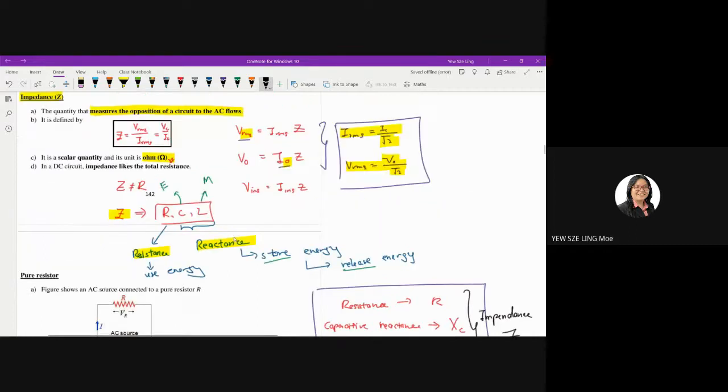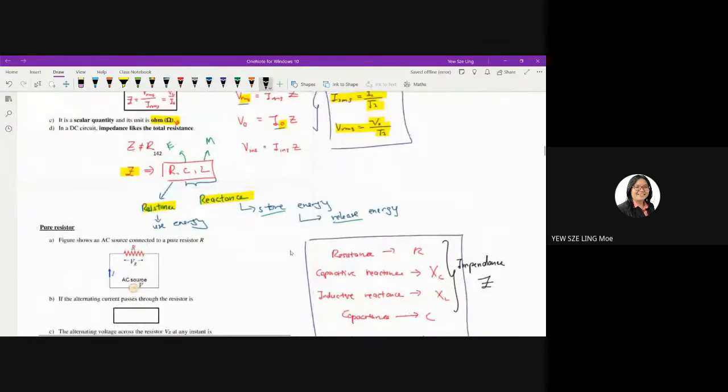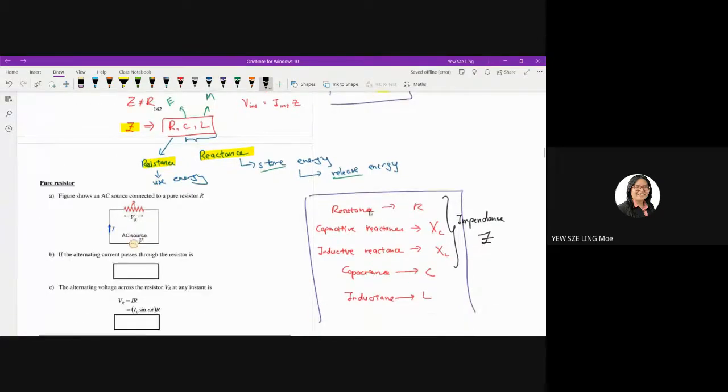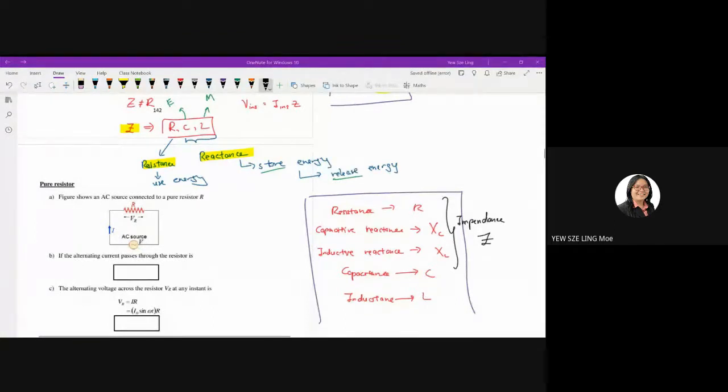So I give you some time to write it down. Okay, saya bagi anda beberapa minit to write it down. Why? Because all these terms, they are very important. Kalau kamu tak boleh beza terms ini, maka anda tak boleh buat pengiraan.